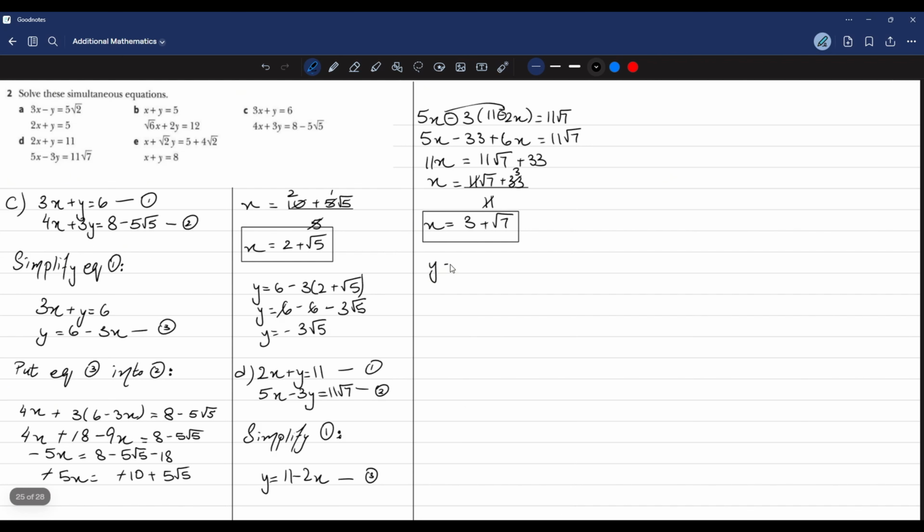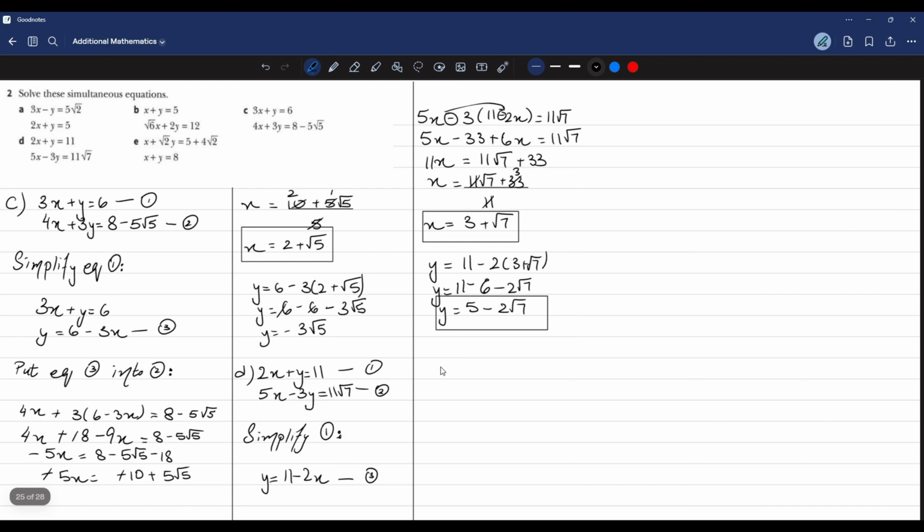As for y, we have 11 minus 2x, so 11 minus 2 multiplied by 3 plus root 7, and that would give us y is equal to 11 minus 2 times 3, which is 6, minus 2 root 7. So y is equal to 11 minus 6. What is 11 minus 6? That's equal to 5. So 5 minus 2 root 7 would be your value for y.